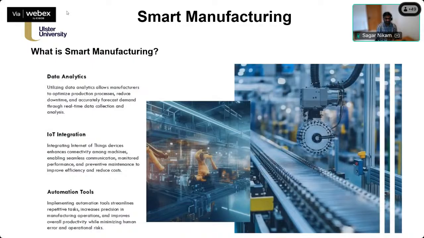One pillar is data analytics. Obviously, when we are talking about smart manufacturing or informed decisions, data is the important part because it allows the manufacturer to optimize the production process. Manufacturers have been manufacturing products for many decades, but they don't realize how their own data can help optimize the production process. Smart manufacturing helps them realize how their own data can help improve their own process. It can also reduce downtime, and it can help them forecast demand.